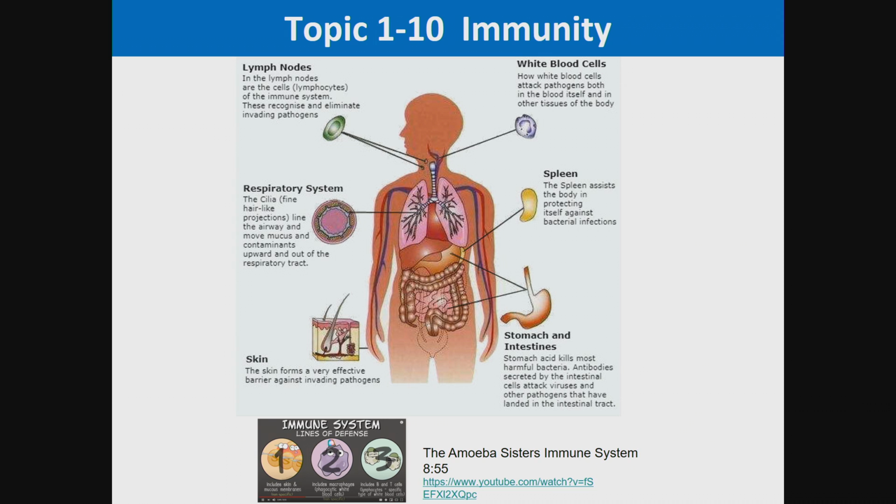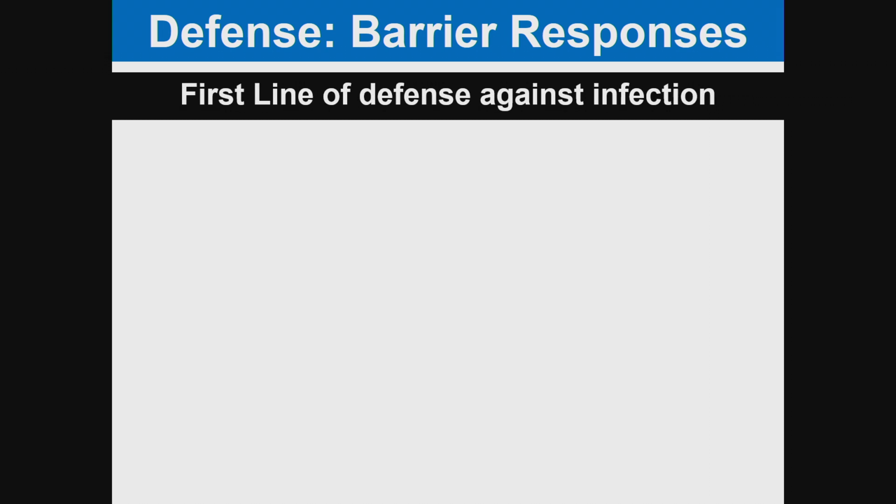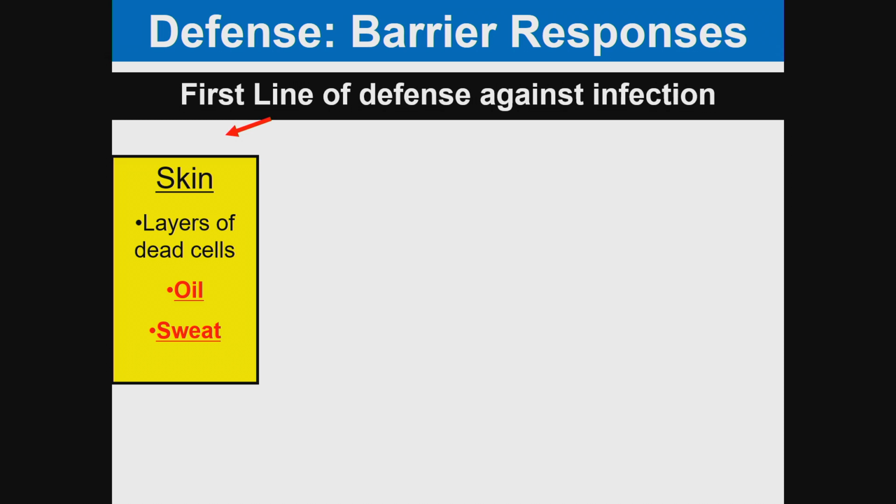Let's talk about immunity. A pathogen is a bacteria, fungus, virus, or protozoan that can cause disease. The best way to keep out pathogens is to not allow them into the body. So that includes our first line of defense, like our skin, which has layers of dead cells, oil, and sweat.